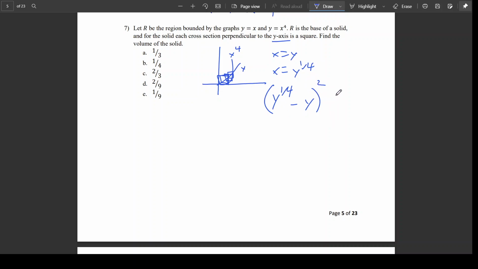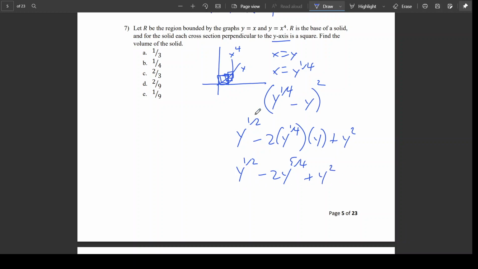If this was a calculator question, you just go with this, but since this isn't a calculator question, we actually have to expand this out. So if we expand this, we'll get y to the 1/2 minus 2 times y to the 1/4 times y plus y squared. So it's going to be y to the 1/2 minus 2y to the 5/4 plus y squared. And this is the area of each square.